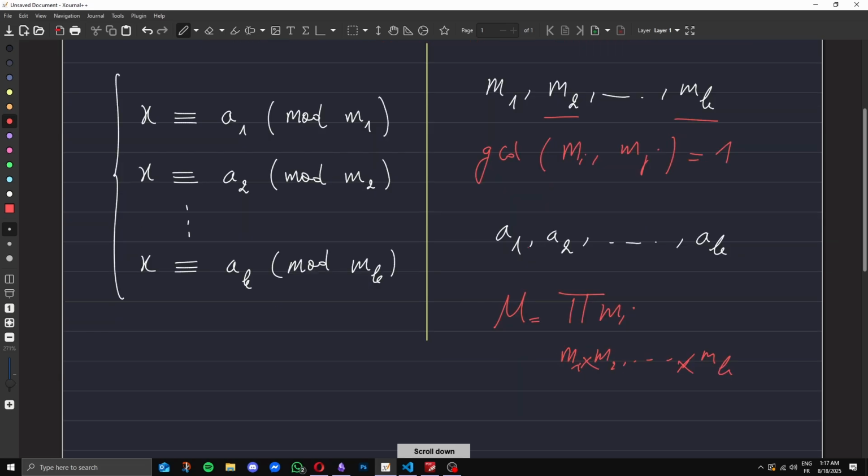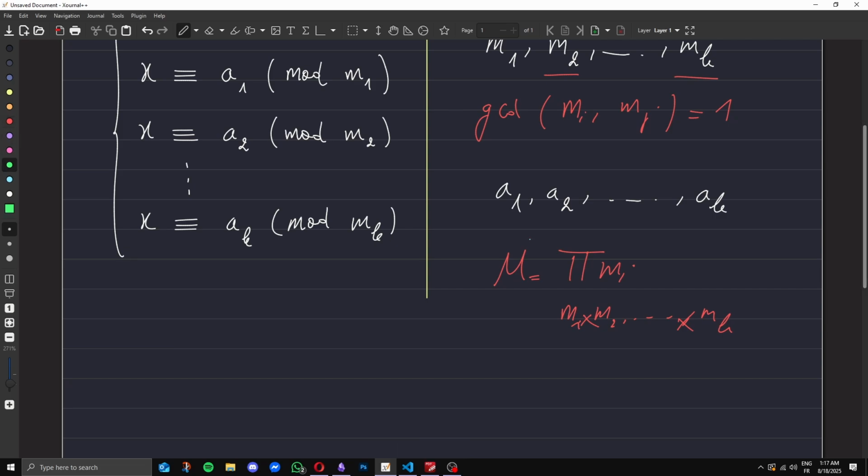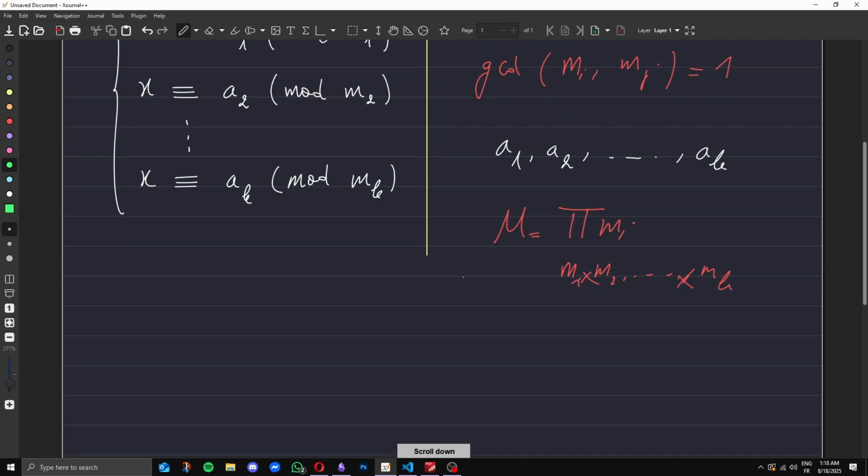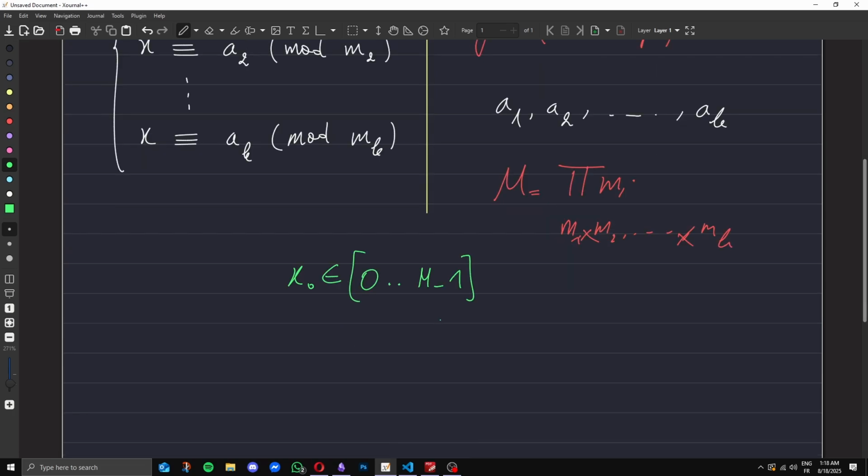So what we mean here by a unique solution taken modulo m is that there are actually infinite solutions. If you look at the integers, there are infinite integer solutions. However, if you only take the integer range from 0 to m minus 1, you will find one unique solution that we can call x0, which is going to be in this range. And the other solutions will be of the form x0 plus some integer q times m.